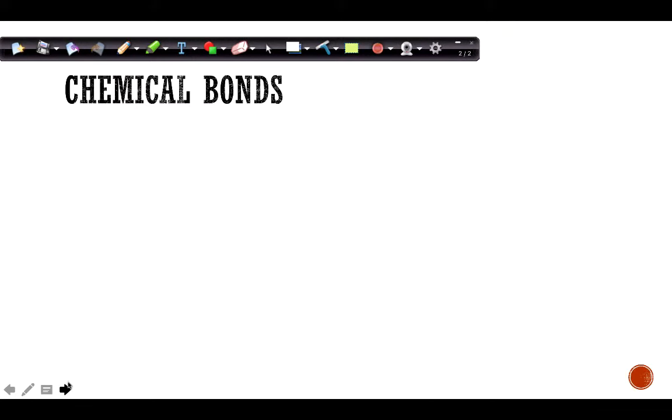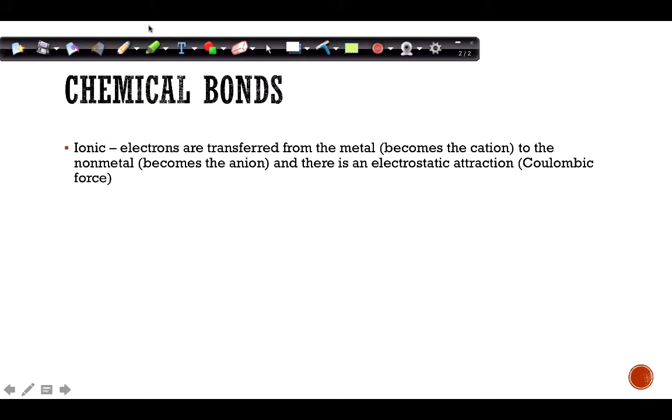All right, so we have different types of chemical bonds. Ionic is where electrons are transferred from the metal, which becomes the cation, which is positively charged, to the nonmetal, which becomes the anion, which is negative. And there's an electrostatic attraction, so they're attracted to each other because they are unlike charges.